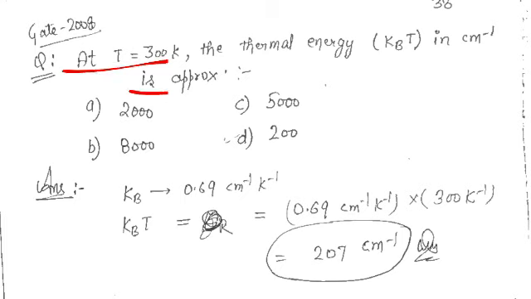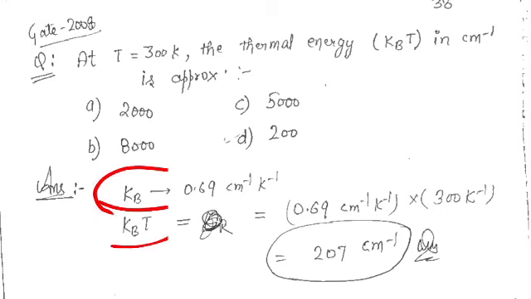So you have to just find out the thermal energy value. You have to put the Kb value, and the temperature is given to you. You have to find out the value of kBT, as Kb you know in centimeter inverse as 0.69 per Kelvin, because you have to report the answer in centimeter inverse. You just have to use this value and put the temperature. You will get the answer 207 per centimeter inverse. So your option D will be correct.